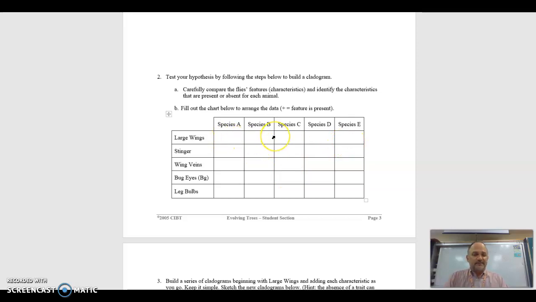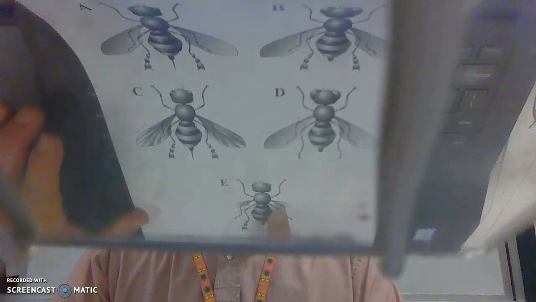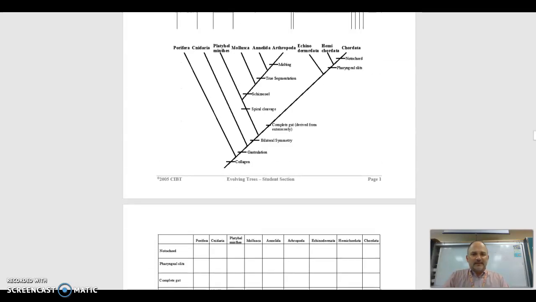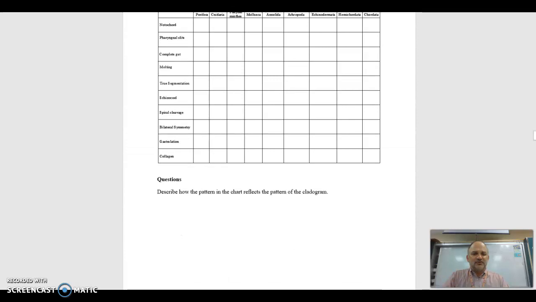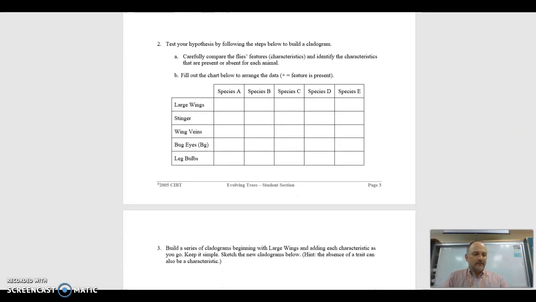Which ones have large wings? Well, looking at the diagram, it looks like a lot of them have large wings, don't they? Only E has small wings, so I would put plus marks in A, B, C, and D because they have large wings. And we'll put plus marks in for which ones have stinger and so on. So fill out this table like you did the first one, except instead of basing it on the phylogenetic tree, you're basing it on the actual traits of the organisms from the last page of the exercise.